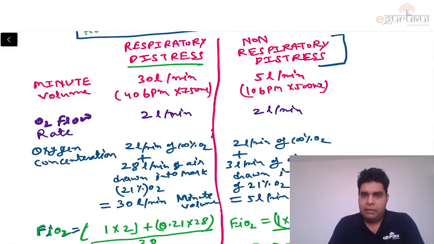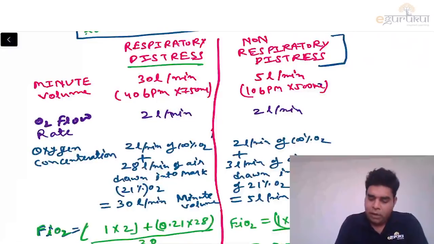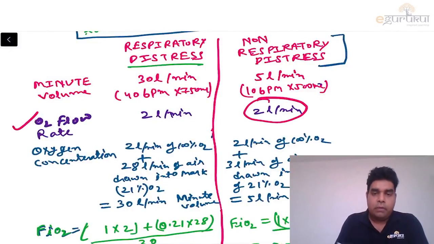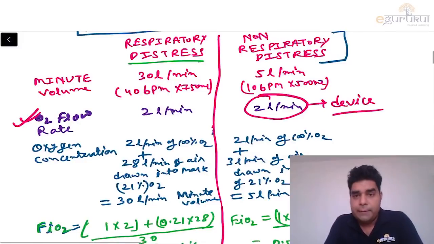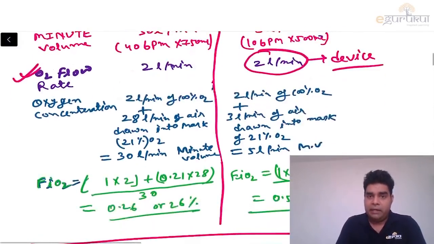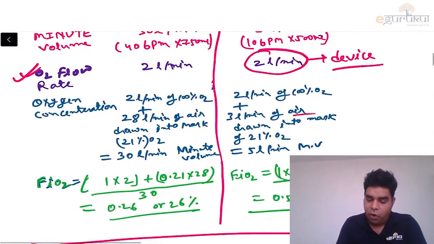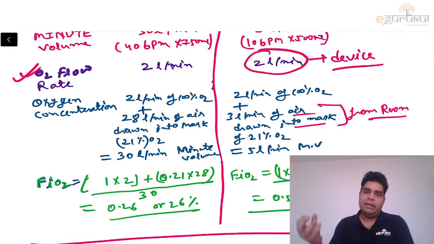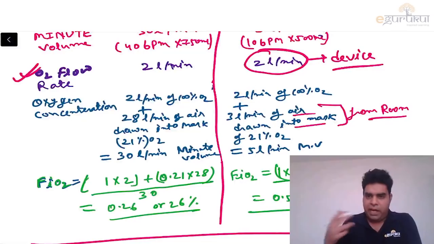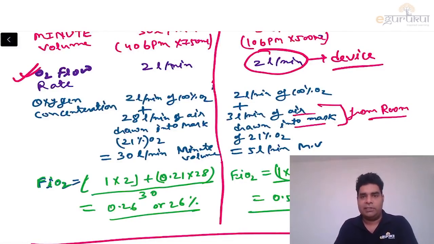How is he taking 5 liters of air per minute? 2 liters of air is coming from the O2 flow from the device. This 2 liters is coming from the device, and the remaining 3 liters is the air which is drawn into the mask from the room, because we draw some air from the room also. That is 3 liters, and 2 liters is from the device which we are using, let's say an oxygen cylinder or oxygen concentrator.